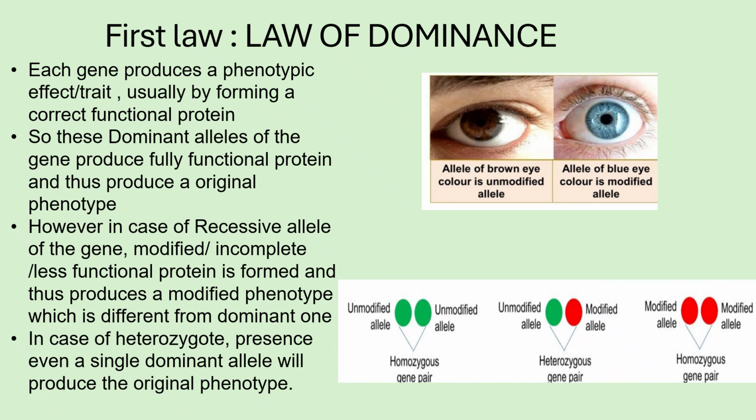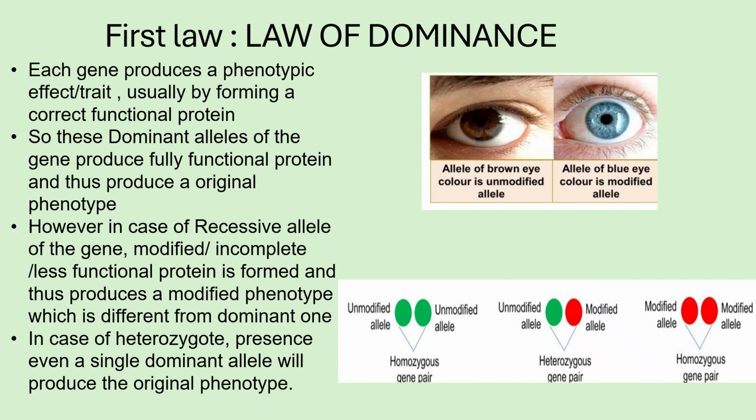For example, a tall gene and a dwarf. So tall is dominant over the dwarf. As you can see on the screen, brown eye color is dominant over the blue eye color. So if an individual has one allele for brown and another allele for blue, he or she will have brown eyes only, because brown is dominant over the blue eye color.